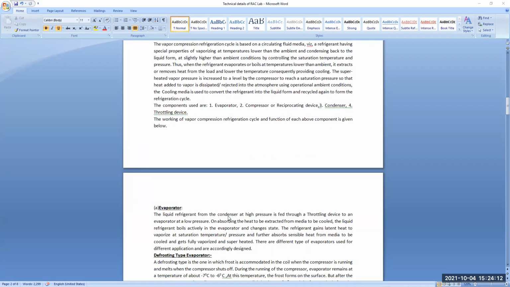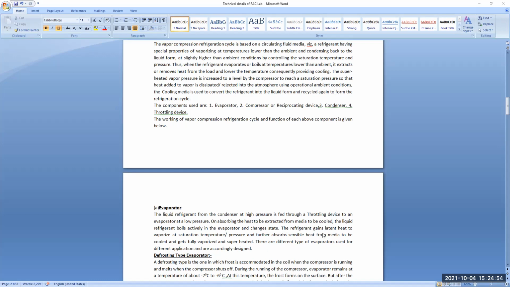The liquid effluent from the condenser at high pressure is fed through a throttling valve to an evaporator at low pressure. On absorbing the heat to be extracted from the media to be cooled, the liquid refrigerant boils effectively in the evaporator and changes its state from liquid to vapor. The refrigerant gains latent heat to vaporize at the equalization pressure and further absorbs sensible heat from the media to be cooled, and gets fully vaporized and superheated.